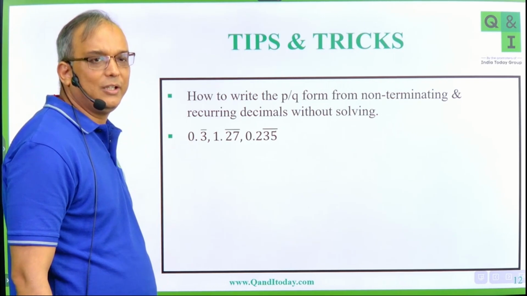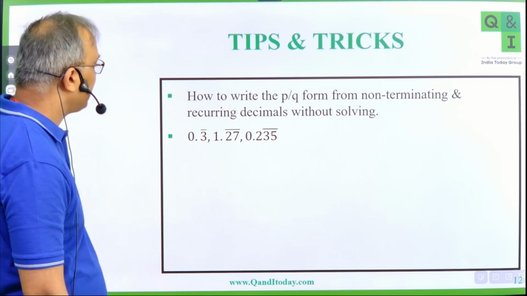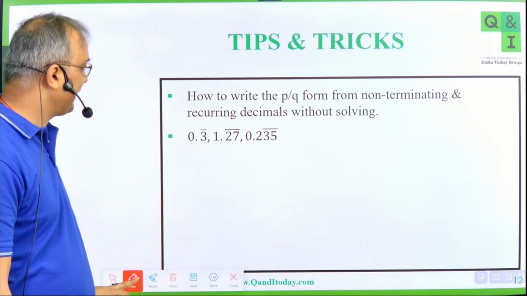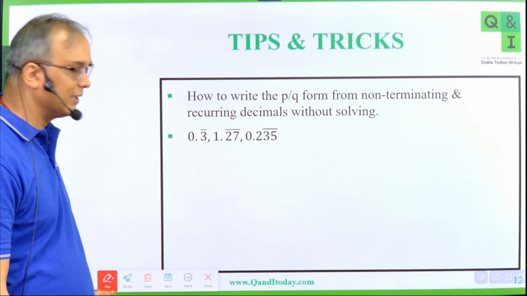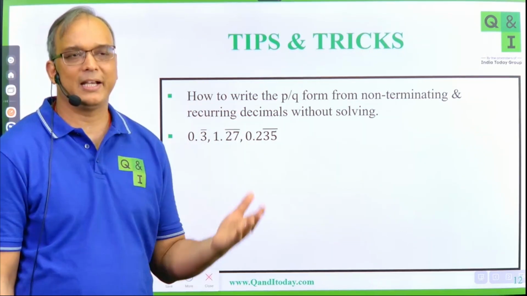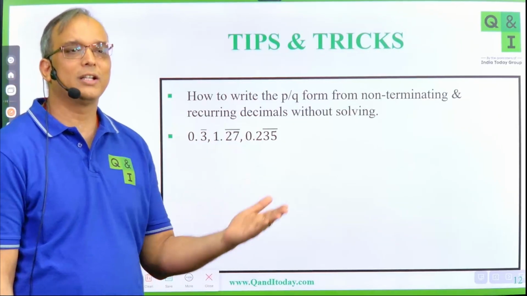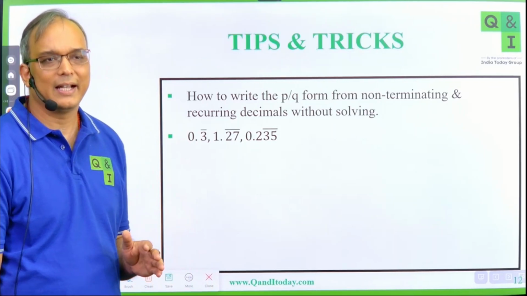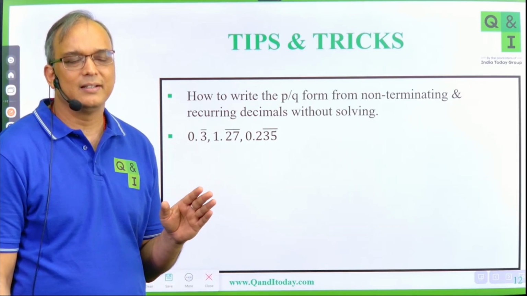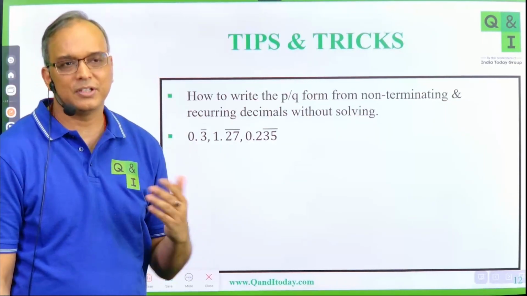Now, students, what I'll tell you now is the shortcut method. So how to write the P by Q form from non-terminating and recurring decimals without solving. So right now we had assumed it, let x is equal to something. Then we multiplied by 10 or 100 in different cases, right? And then we got the answer. It is a tedious method, right? Now I'll tell you a method. Please listen to it carefully. I'll repeat it, right? But please listen to it carefully. Try and understand it in the first go only.